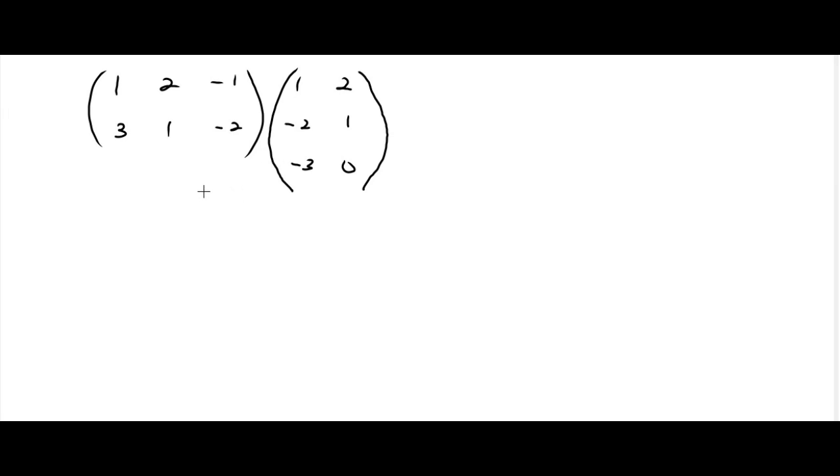Let's see how to multiply these two matrices together. Alright, so we are going to deal with first row here and first column here. 1 times 1, we have 1, plus 2 times minus 2, that is minus 4, so that is minus 4, plus minus 1 times minus 3, that is 3. Then first row and second column. 1 times 2, that is 2. 2 times 1, that is 2. And minus 1 times 0, that is 0.